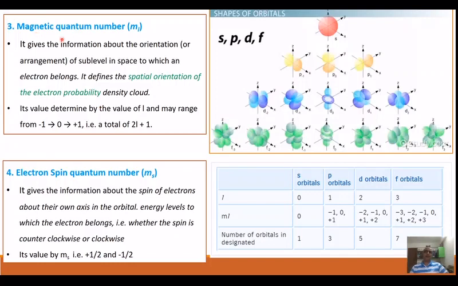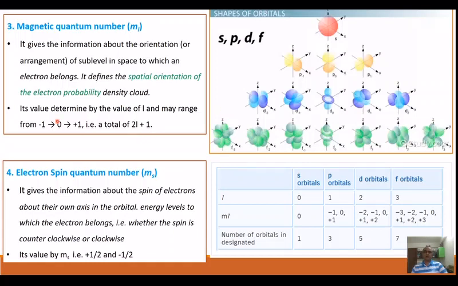Third is the magnetic quantum number. It is represented by m l. It gives the information about the orientation or arrangement of the sublevel in space to which an electron belongs. When electrons are moved, these sublevels are shown. It defines the spatial orientation of the electron probability density cloud.